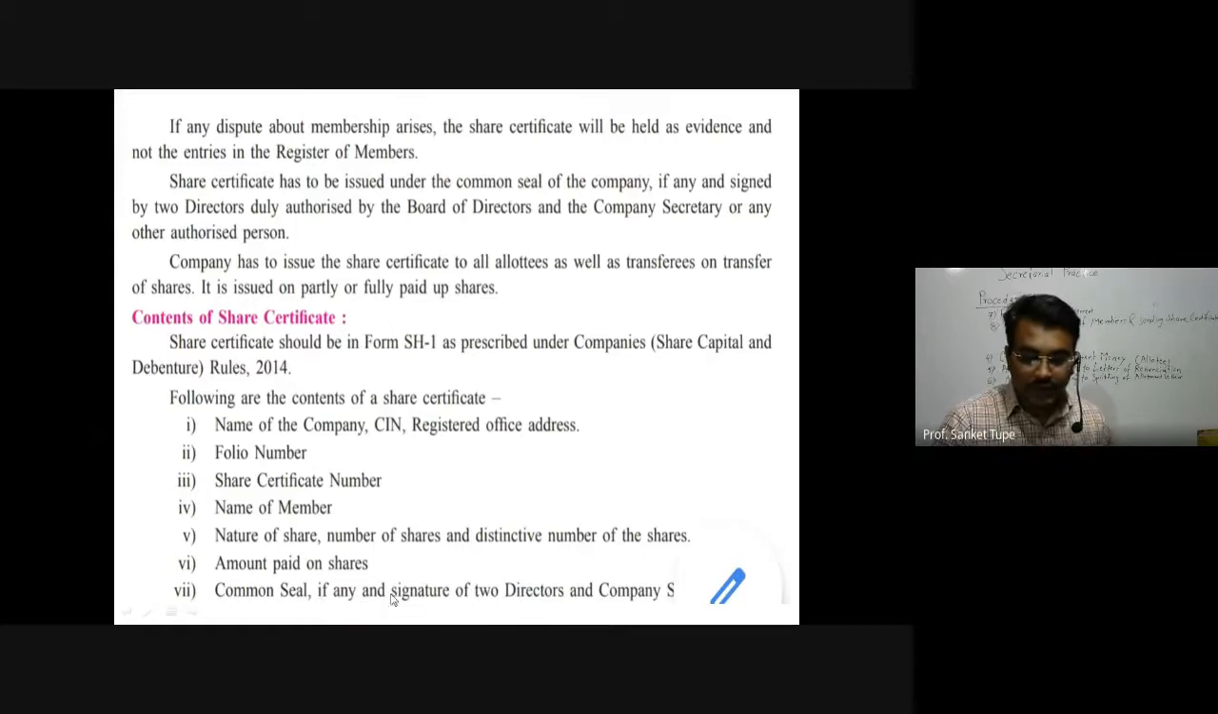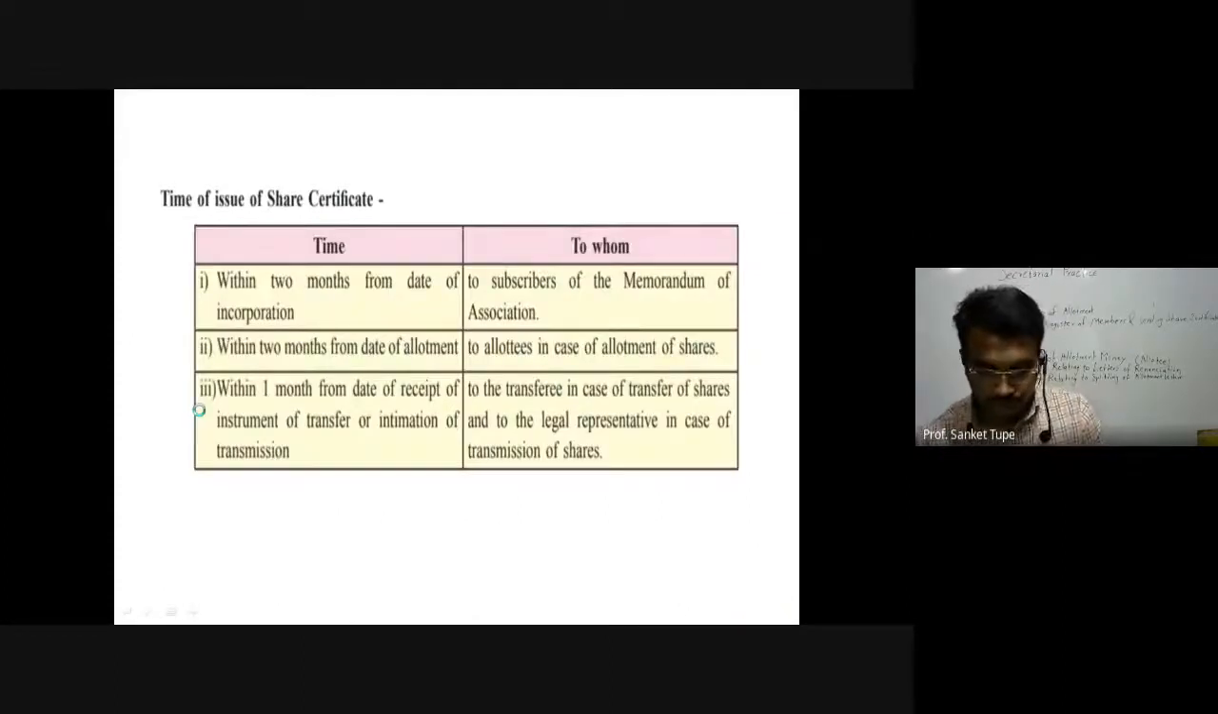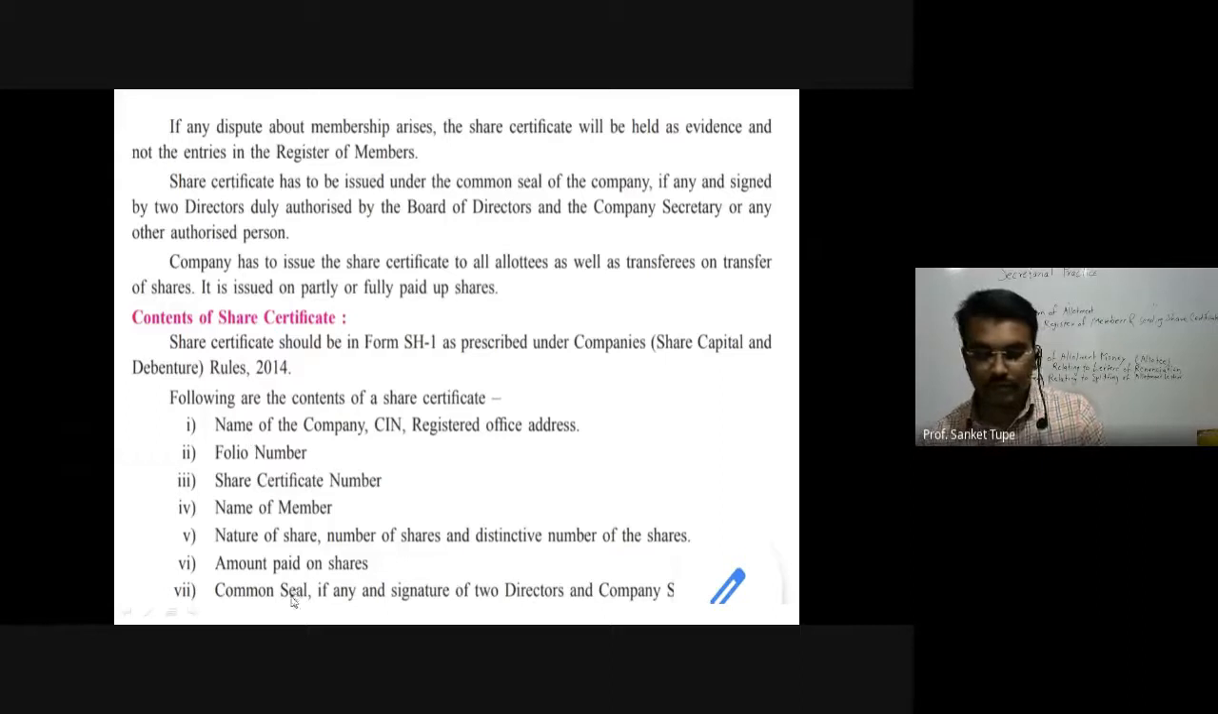Common seal, if any, and the signatures of two directors and the company secretary must be mentioned in the share certificate. So common seal is important, we can say it is the company's signature. Along with that, two directors' signatures and a company secretary's signature are necessary. So that is all for today.